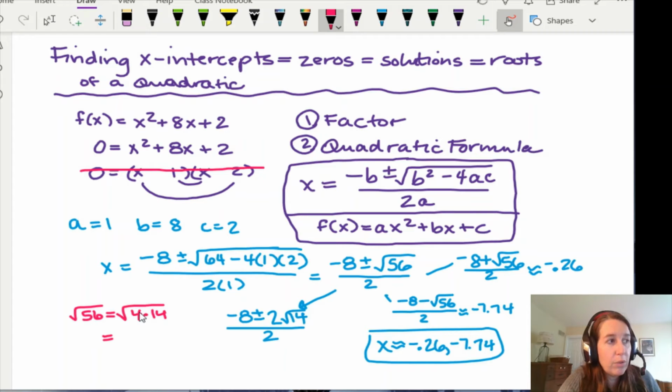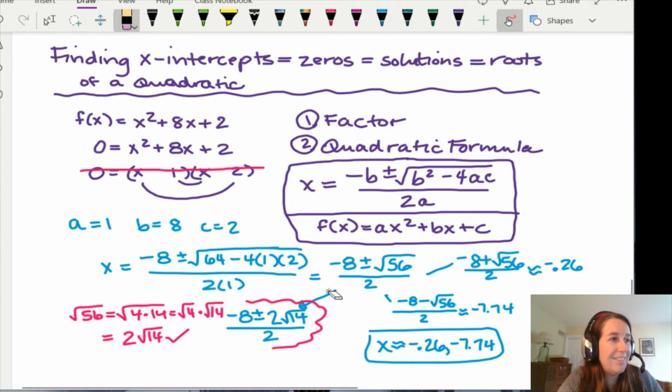So the square root of 4 times 14 is the same as saying the square root of 4 times the square root of 14. So the square root of 4 is 2, and then leave times the square root of 14. Okay, so that's just a little helpful hint. Oh, and there I go, trying to finish this up without actually finishing the problem.